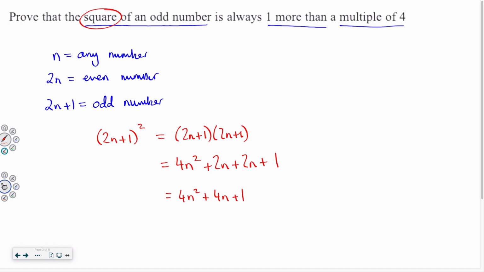Now what I'm going to be looking at is what I'm aiming for. I'm aiming to show that something is one more than a multiple of 4. So if we look at this coefficient of n squared here and the coefficient of n, they're both 4. So we can take a factor of 4 out of those to give us 4 lots of n squared plus n, plus 1. And now what that shows is that the square of an odd number, that's what we've just done, is always one more than a multiple of 4. We've timesed by a multiple of 4, and then we've added 1.